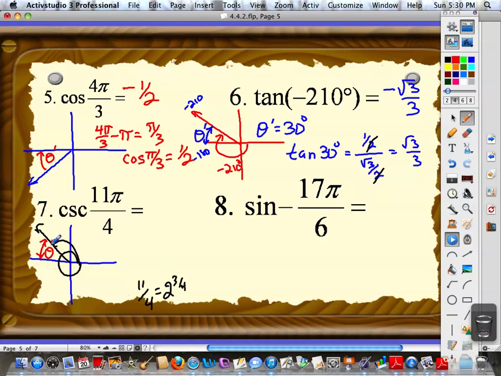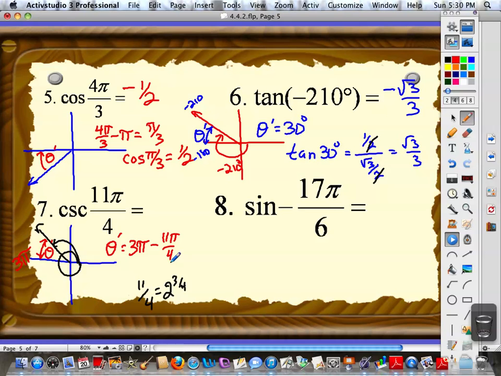So my reference angle, here's my reference angle down here, theta prime. Well, I've already gone one full circle. I've already gone 2 pi, and I'm coming back around. So now this value is actually 3 pi. So I'm looking at theta prime is going to be 3 pi minus 11 pi over 4. Remember, I always want my reference angle to be positive.